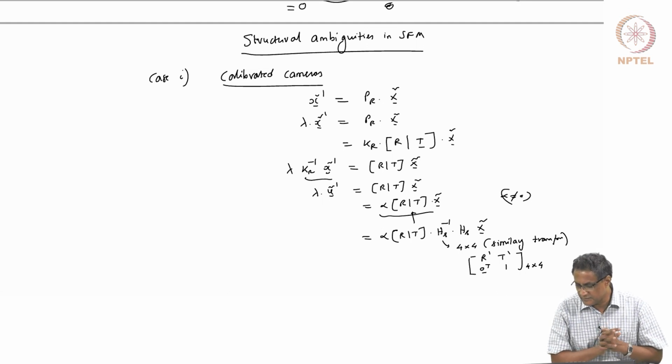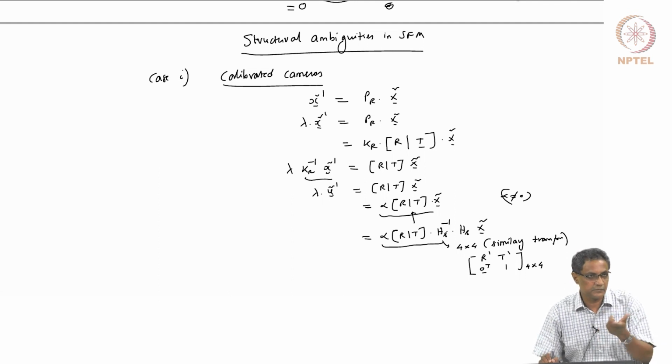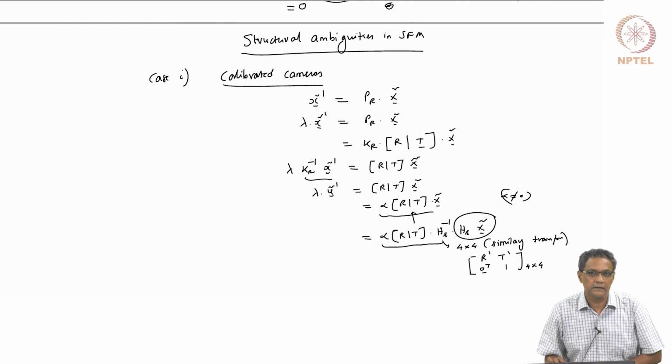So what this means is that this remains a similarity. If you compose HS inverse with alpha RT, that will still have scale, rotation and translation. Whereas on the right hand side, what has happened is HS has acted on X tilde, and HS itself is a similarity transform.